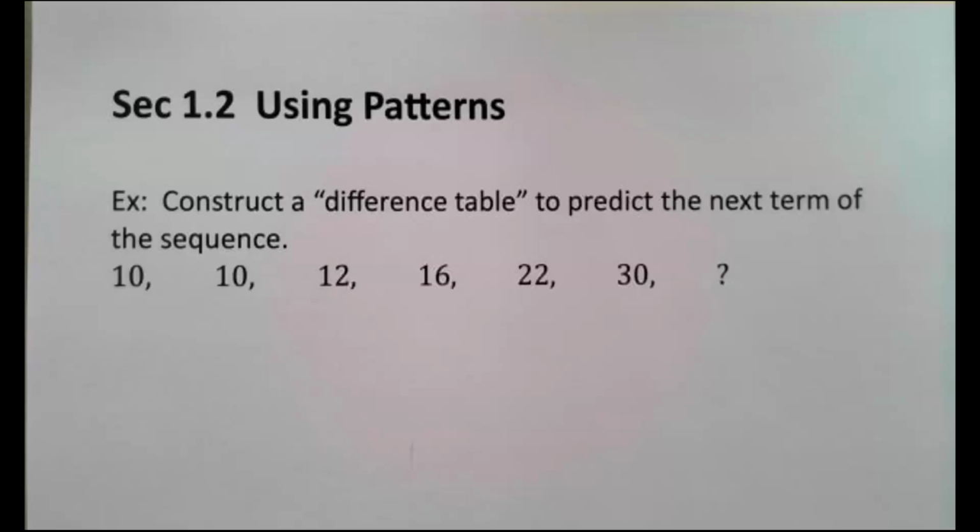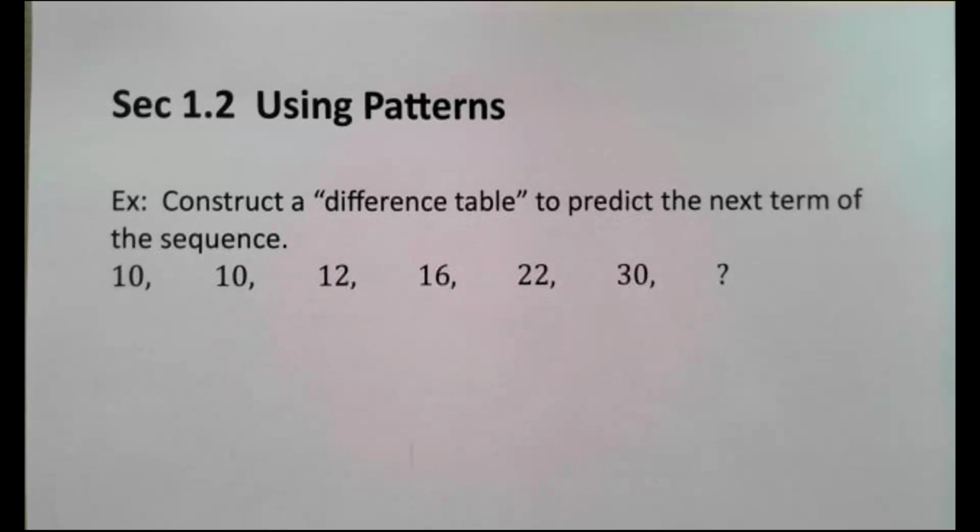Okay, let's go back to our notes here, our lecture notes. And the first question says to construct a difference table to predict the next term of the sequence. Okay, again, we're starting fresh. This is not at all related to Pascal's triangle. This is not at all related to the Fibonacci sequence. We're going to learn something called a difference table. So how does a difference table work?